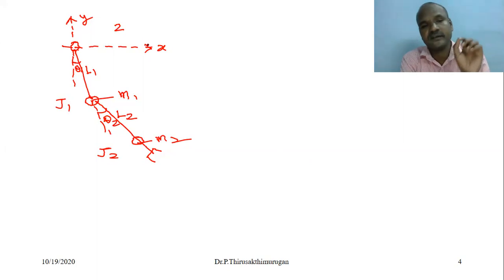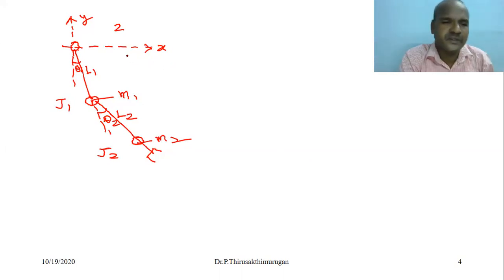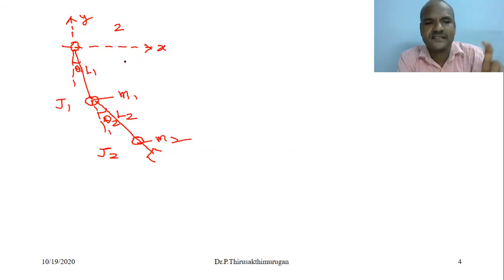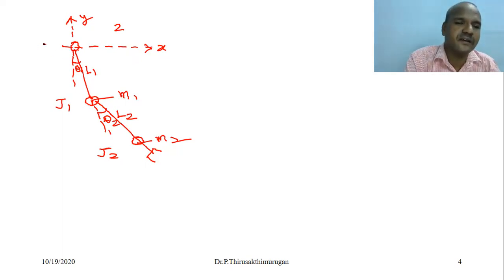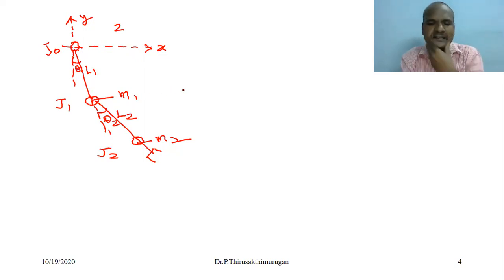Actually, this is typically hanging downwards. The robot is like a simple pendulum. So this has two links and two masses M1 and M2. Their joints can be considered as J0, X0, Y0 also. So let us find the kinetic energy as well as the potential energy for this robotic system, a 2 degree of freedom robotic system.